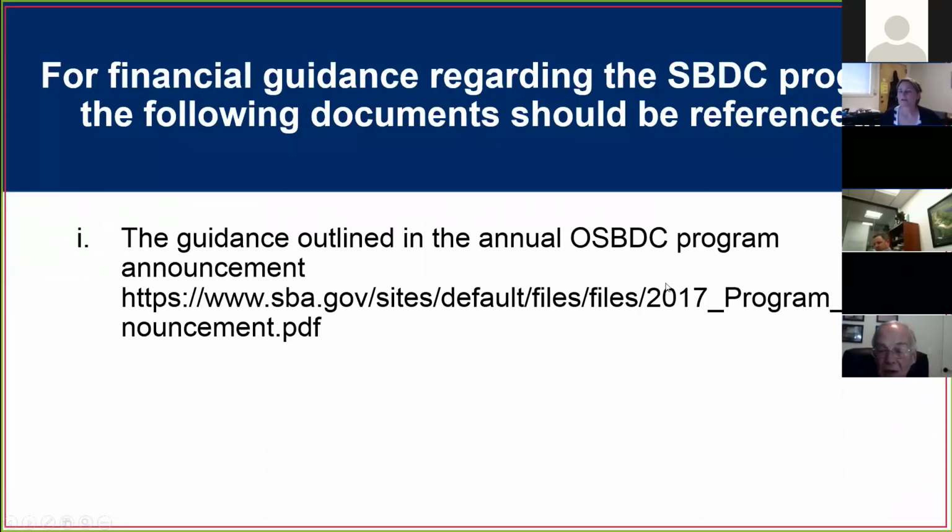All right. So for the financial guidance regarding the SBDC program, there's a couple different documents that can be referenced, and one of them is the program announcement, and that can be found at sba.gov. This is referencing 2017, but it'll just be 2018, whichever the relevant year is, and you can find it there. So that's just for you to know that any of this information we're going over, you can always find it again if you need to reference more specifics at the SBA.gov website.